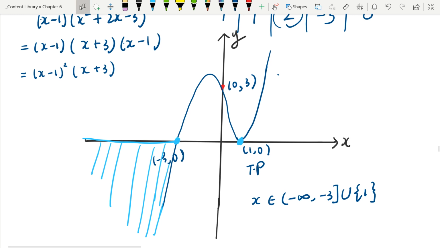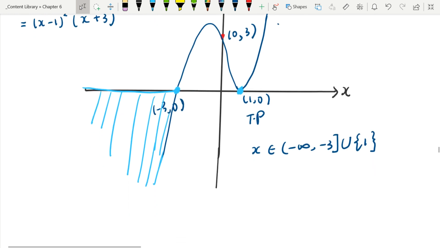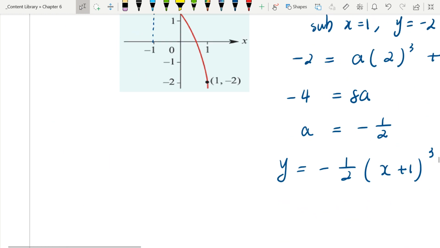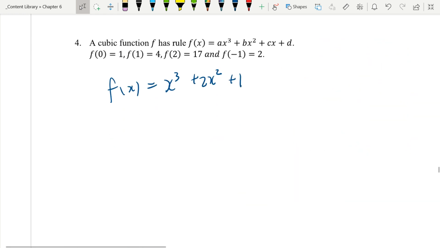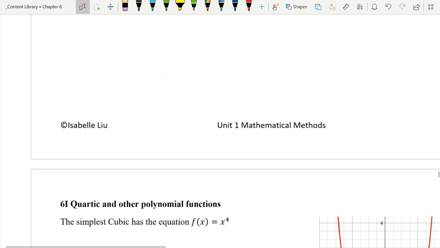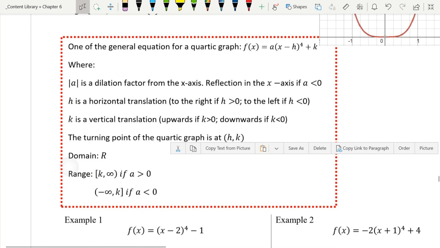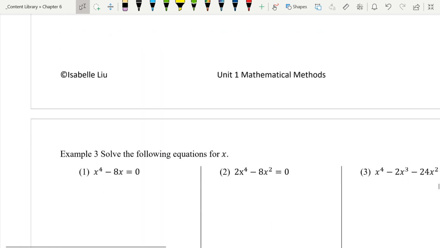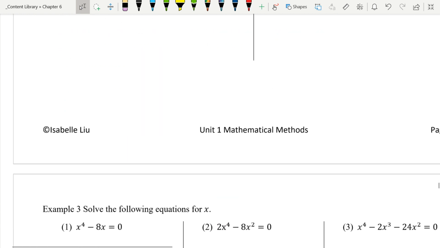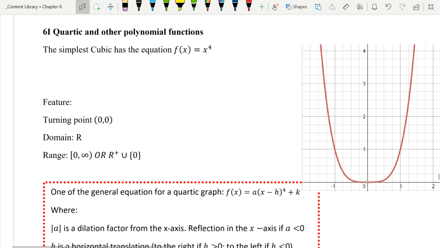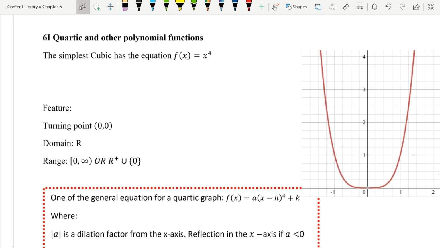Okay, so that's just a mistake I wanted to correct with you first. And then we are going to learn the next page. That's what we have done already. So finding roots, we have done all of that. So we are going to do 6I, which is page 14, please. Okay, 6I. Quartic and other polynomial functions.